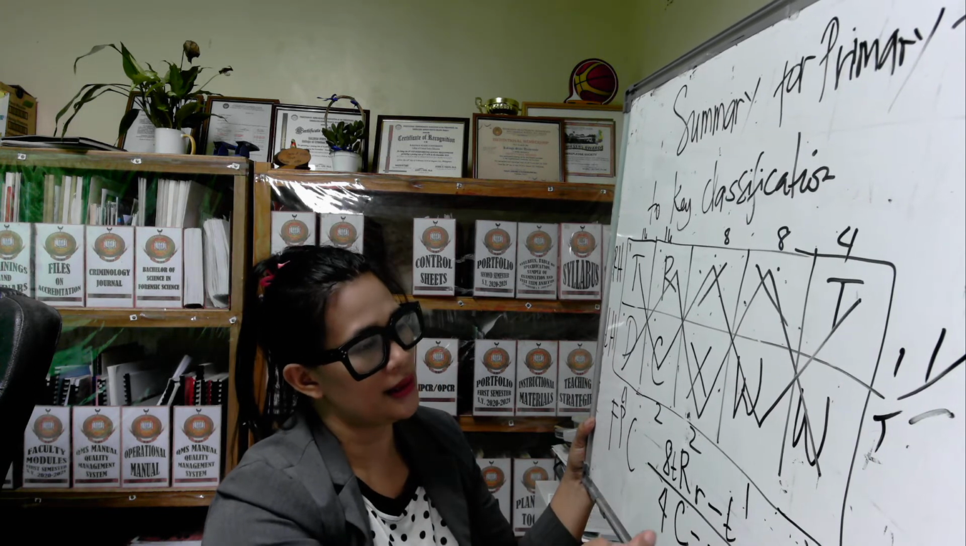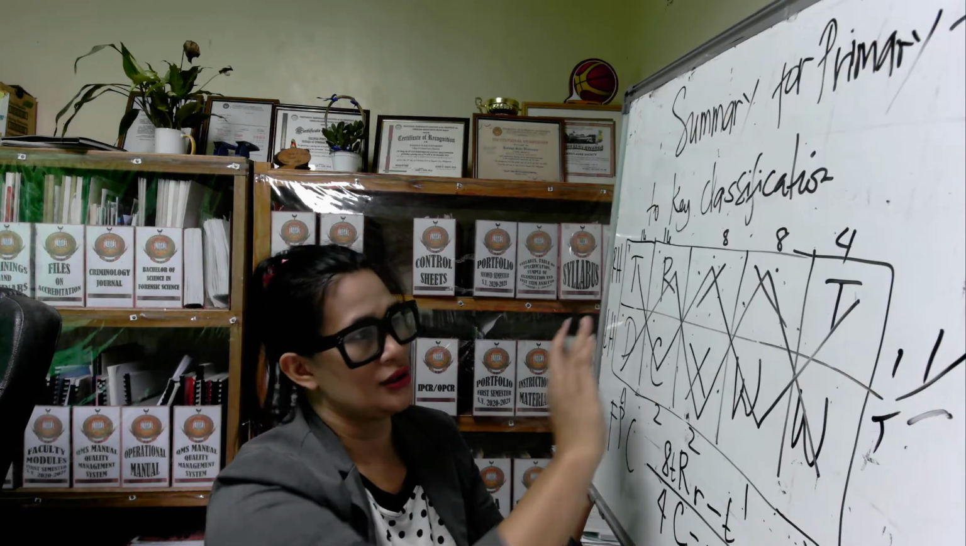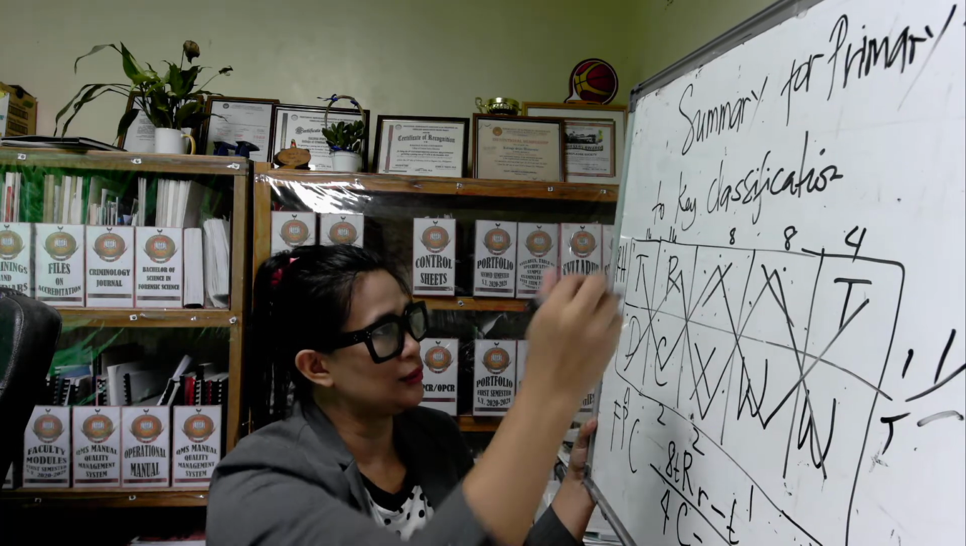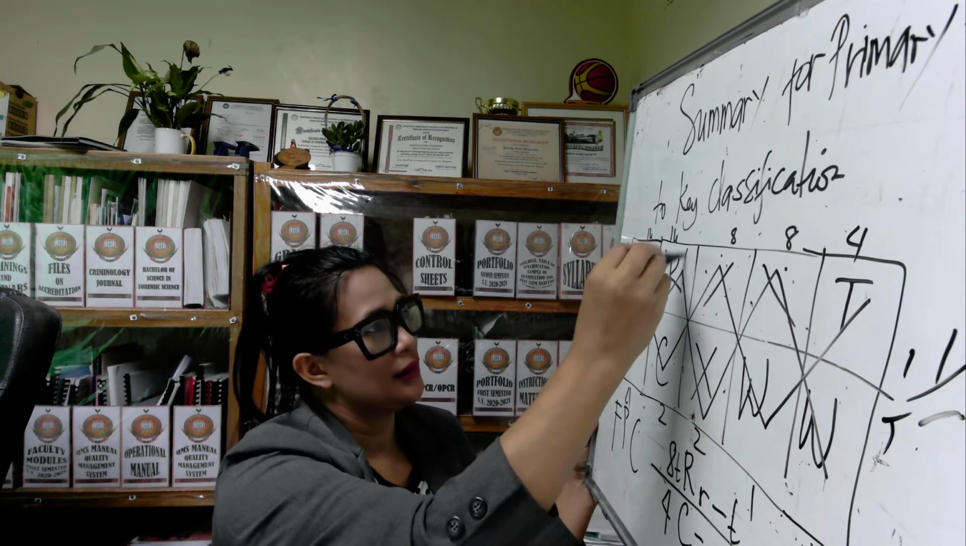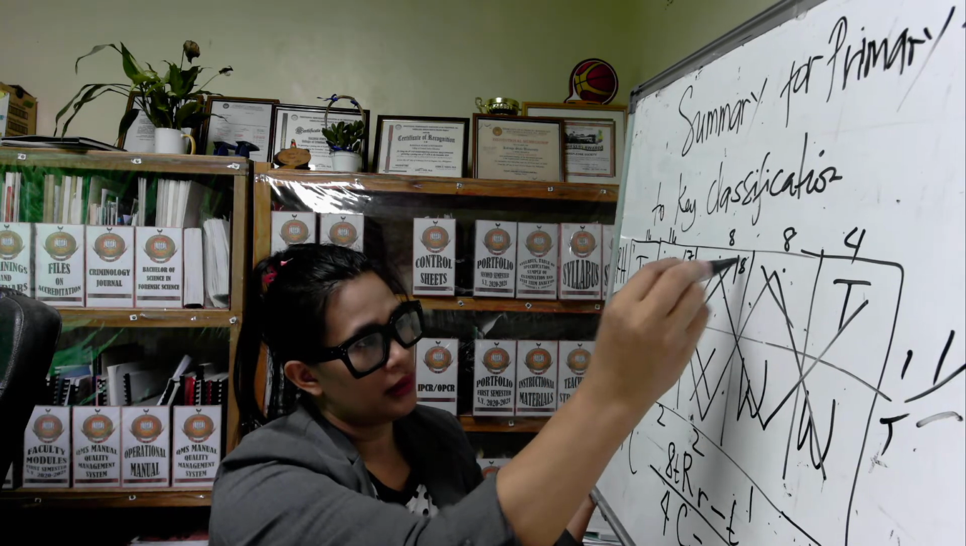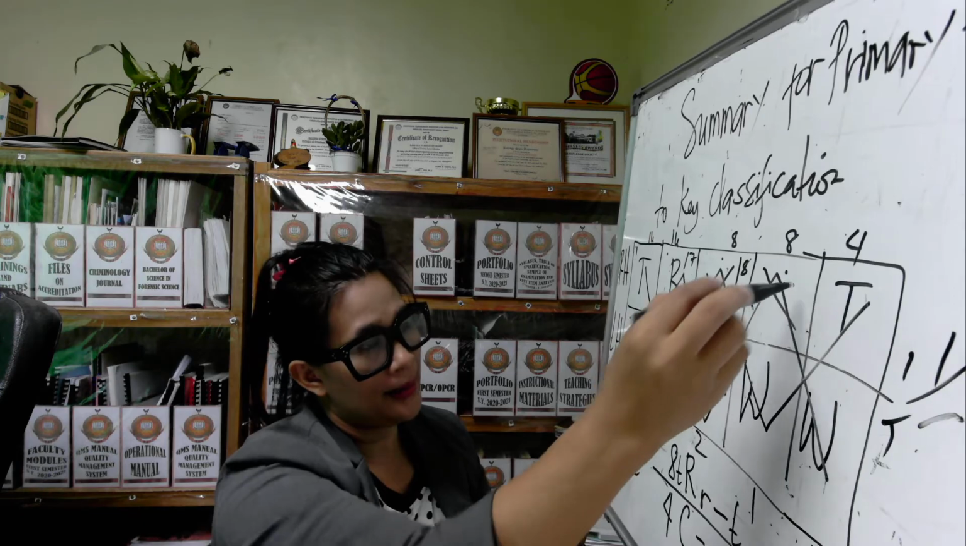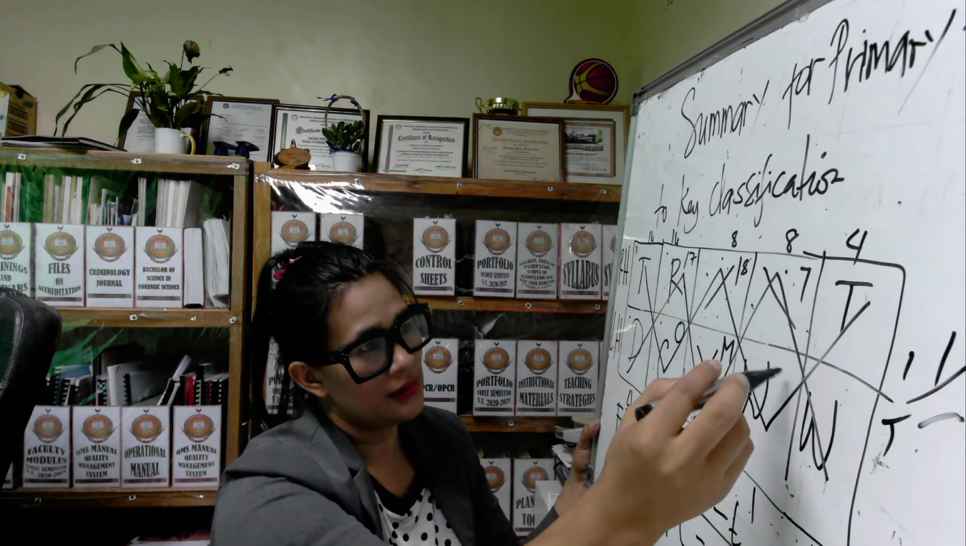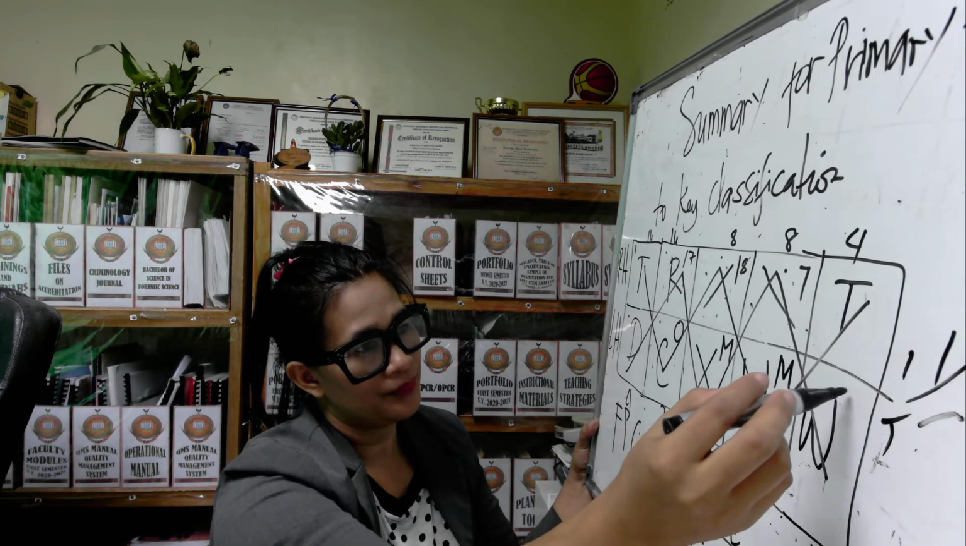Okay, next is the sub-secondary classification. So, there is no number written there. So, automatically we will add it. So, 17, O, 18, M, 7, M.